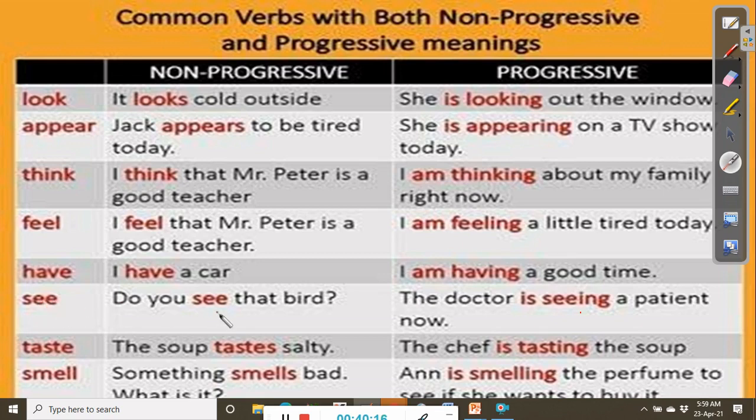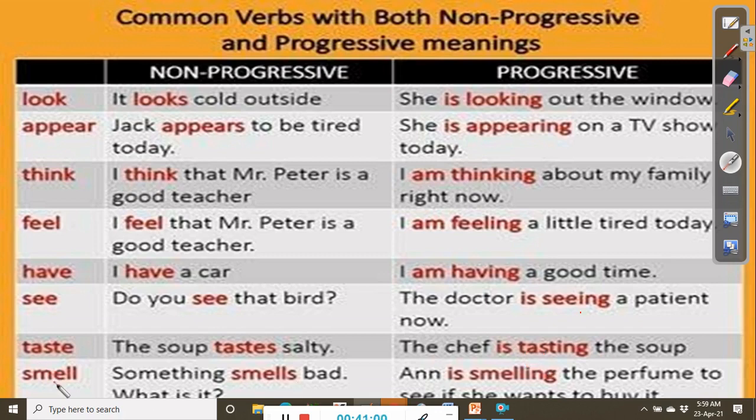Then see is used as stative. Do you see that bird? When it is expressing the sense of seeing, then of course it is stative. But when it refers to action such as attending to a patient, for example, the doctor is seeing a patient now, that is dynamic. Then taste, the soup tastes salty, refers to the sense of taste, that is stative. The chef is tasting the soup, the action of testing it out to confirm that the soup is quite good.